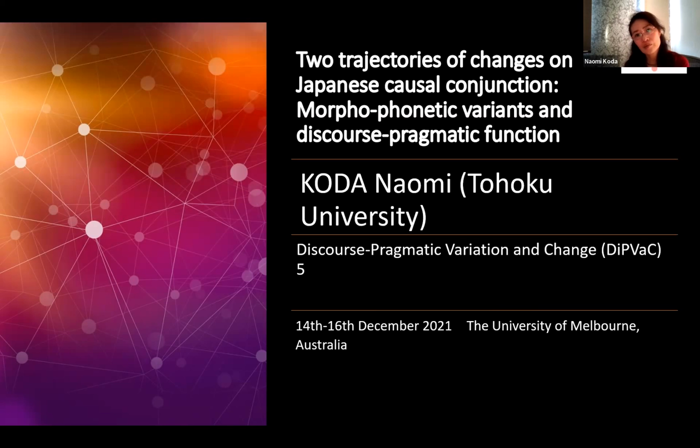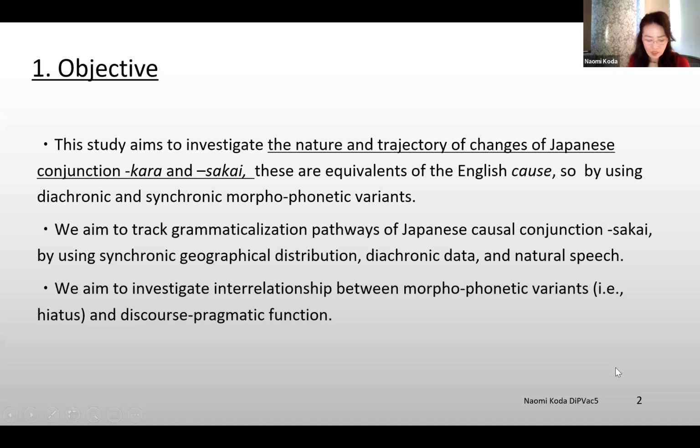I will talk about two trajectories of changes from Japanese causal conjunction, morpho-phonetic variance, and discourse-pragmatic function. Objectives. This study aims to investigate the nature and trajectory of changes of the Japanese conjunctions kara and sakai. These are equivalent of English 'cause or the connective 'so'. So I will study this conjunction by using diachronic and synchronic morpho-phonetic variants.